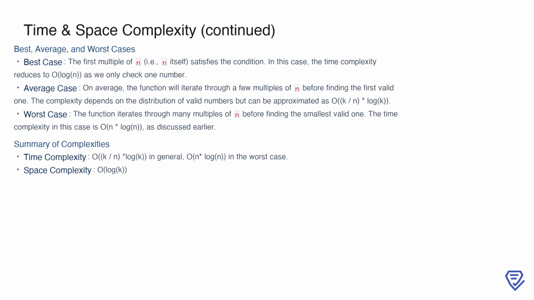Finally, in the worst case, the function must iterate through many multiples of n before finding the smallest valid one. In this scenario, the time complexity reaches its upper limit of O(n log n). To summarize, the time complexity is O(k/n * log k) in general and O(n log n) in the worst case, while the space complexity remains O(log k) throughout all cases.